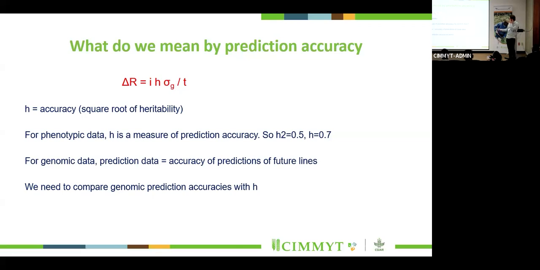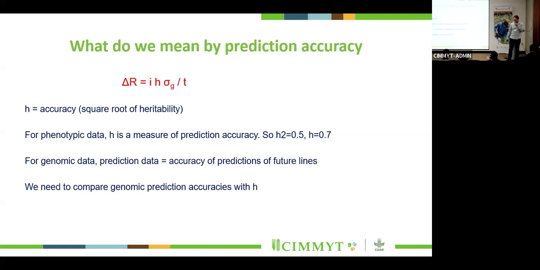So we've got our accuracy, the square root of the heritability. Let's say our heritability is 0.5, so our accuracy is 0.7. We're not trying to get a prediction accuracy of 0.9 from the genomic data. We're comparing to 0.7, not to 1. That's a critical part, to me, when discussing with breeding colleagues: how well do you do compared to phenotypic data, not how well do you do compared to getting 1, because nobody's going to get a prediction of 1.